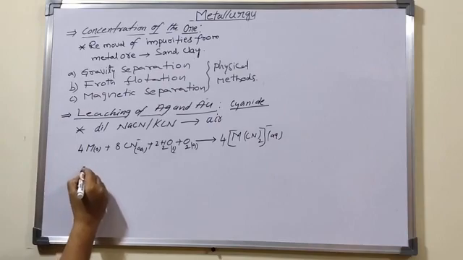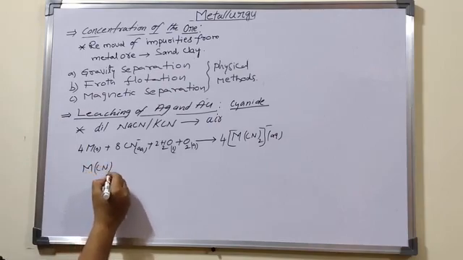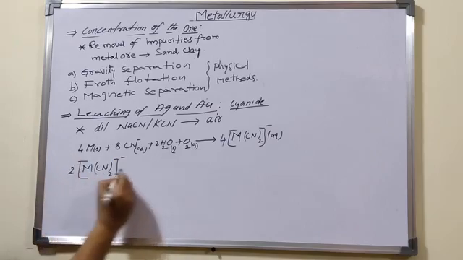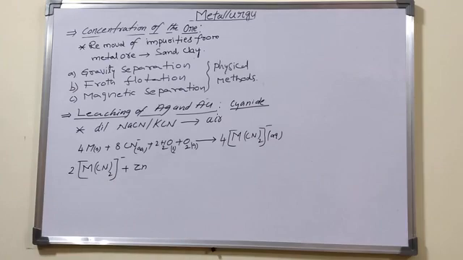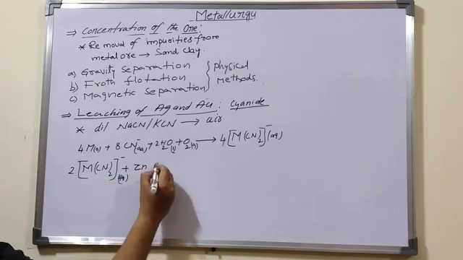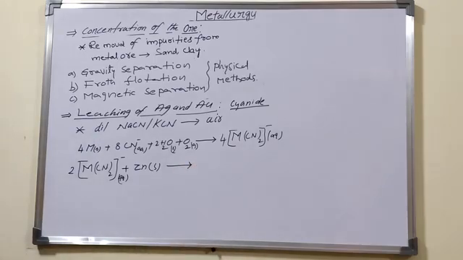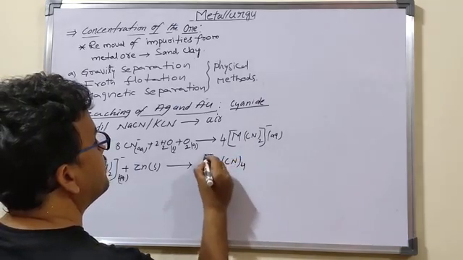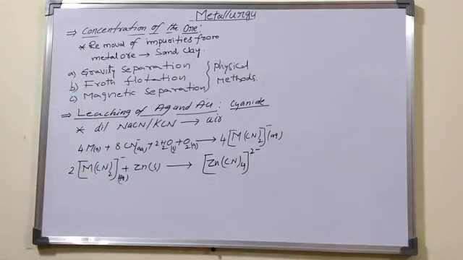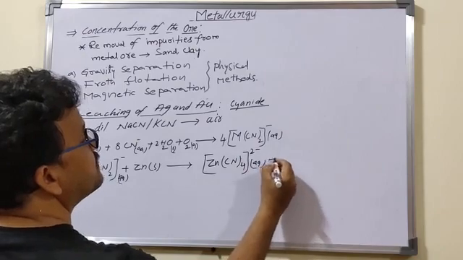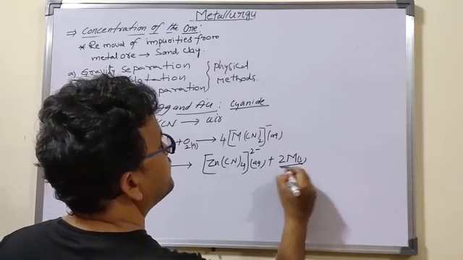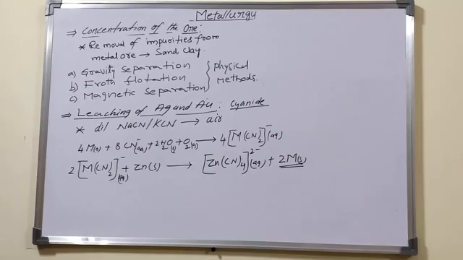This metal cyanide complex is further treated with zinc metal. This is in aqueous form and zinc is in solid form. When zinc is treated with this metal cyanide complex, you are getting zinc cyanide complex, which is in aqueous form, and the concentrated metal is going to be collected here. This is leaching of silver and gold.